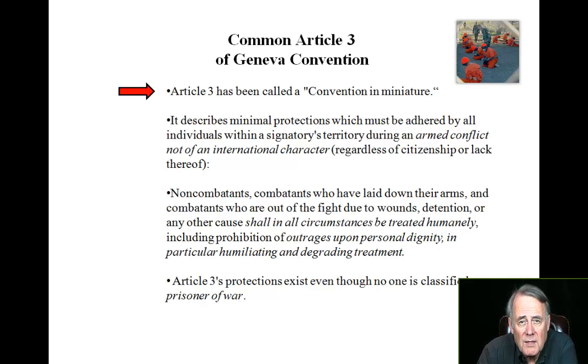Article 3 has been called a convention in miniature. It describes minimal protections which must be adhered to by all individuals within a signatory's territory during an armed conflict not of an international character. This is regardless of citizenship or lack thereof.